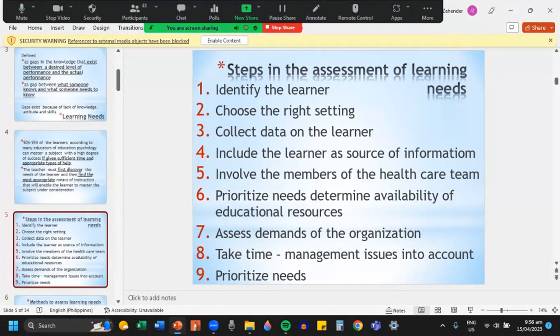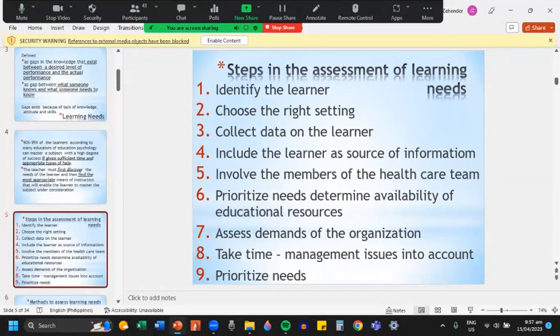Okay. Next, assess demands of the organization. In a fast-paced clinical setting, the turnover of patients is quite fast, so it is up to the healthcare worker, especially us nurses, on how to properly give the health teachings in a timely way. Like for example, in the SPMC setup.